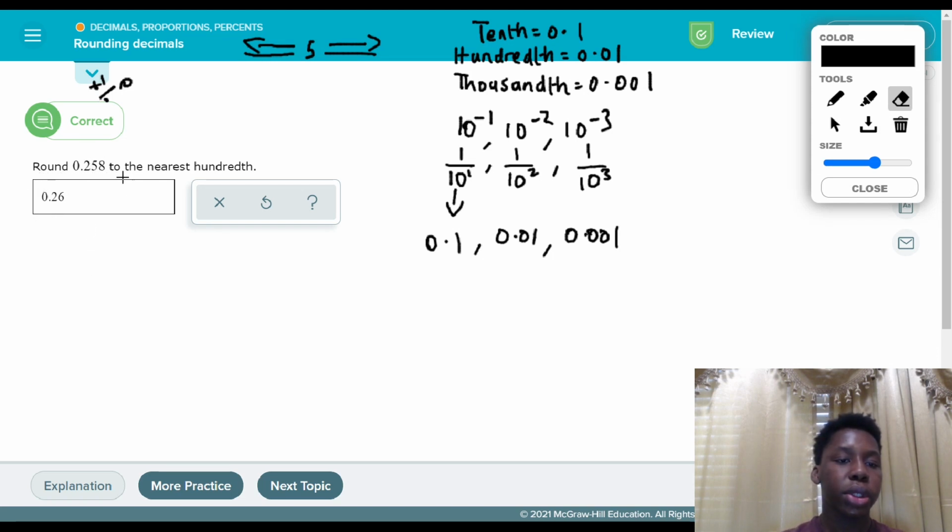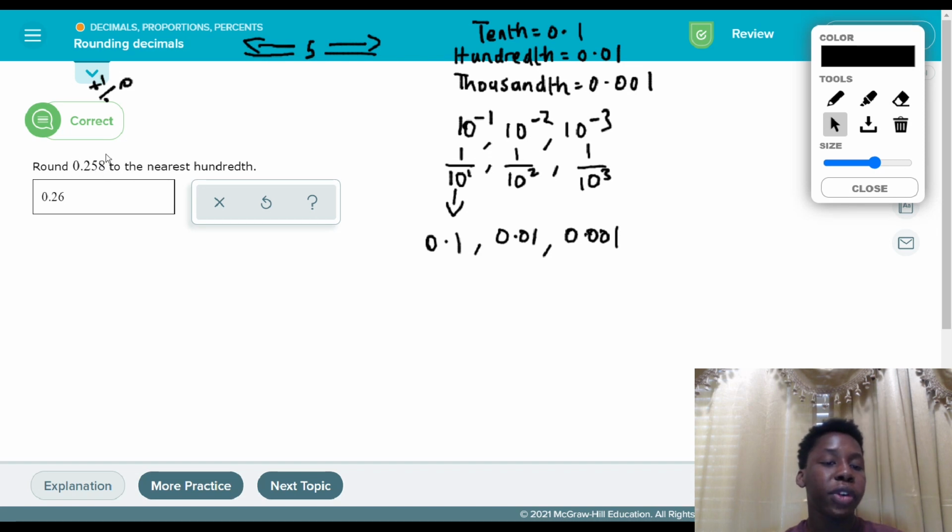Okay, so let me retrace my steps. The first step that I took was I identified the position we're being asked to round. In this case we're asked to round 0.258 to the nearest 100, and we know the 100 is the number one digit behind the decimal point. Okay, so the number here is 5, because there's a number here 2, and this is another number 5. This is a 10, this is 100, this is 1000, right? So 5 was the position of the 100.